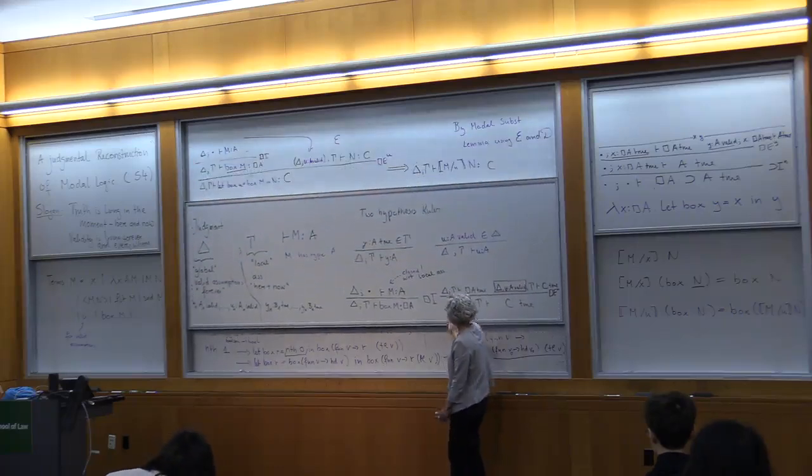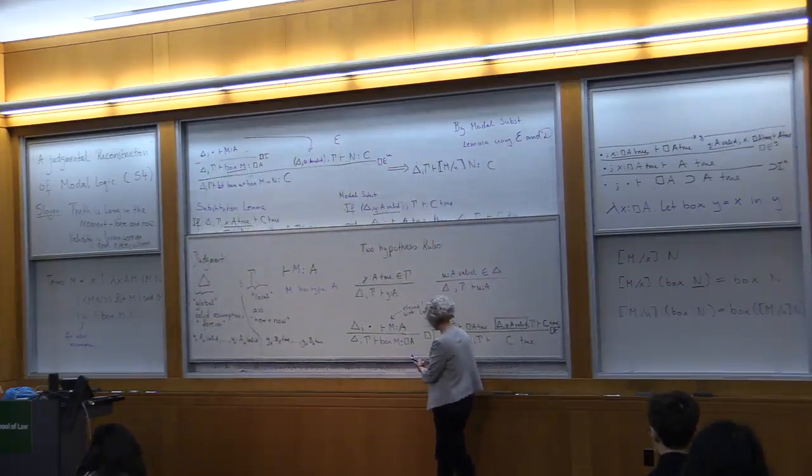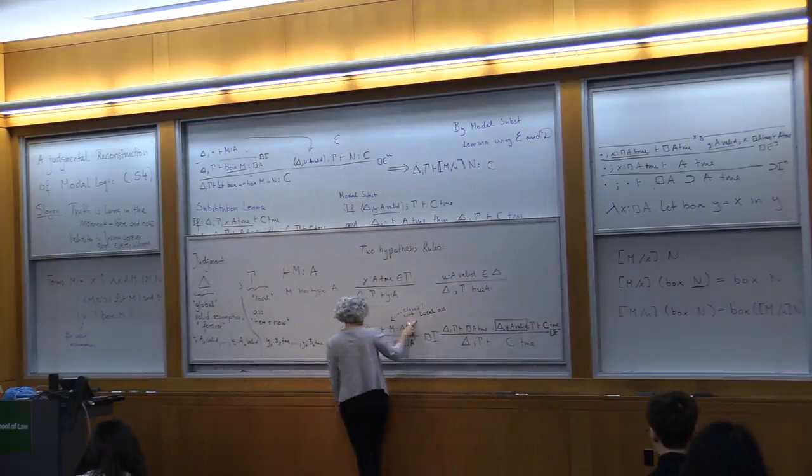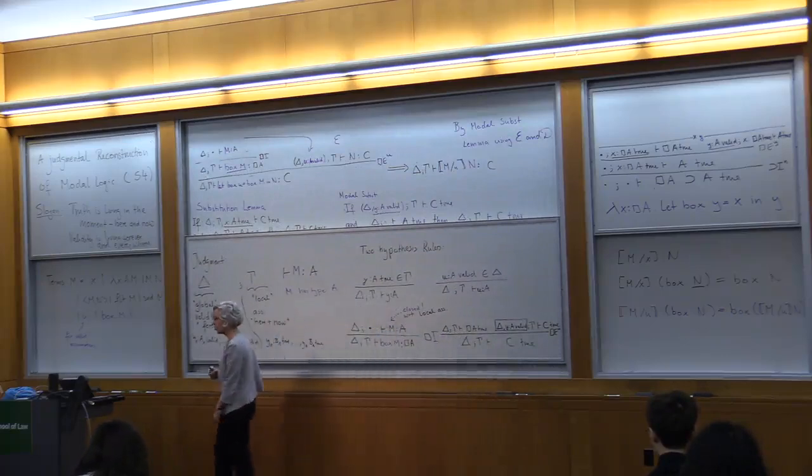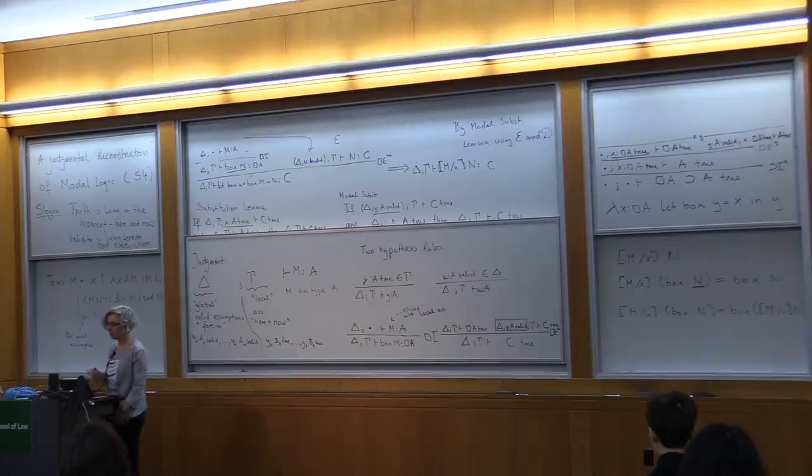So this is where contextual types come in. We are not talking necessarily about closed objects anymore. What we want to talk about is actually open objects.